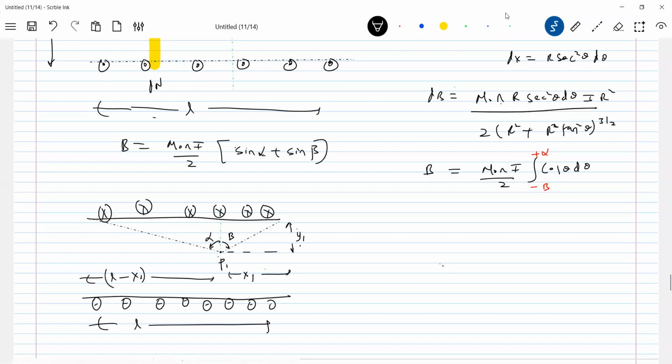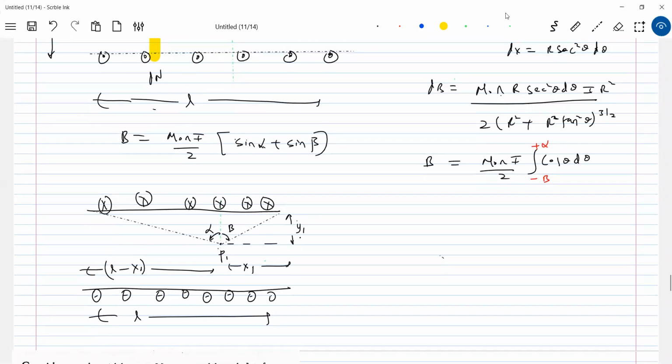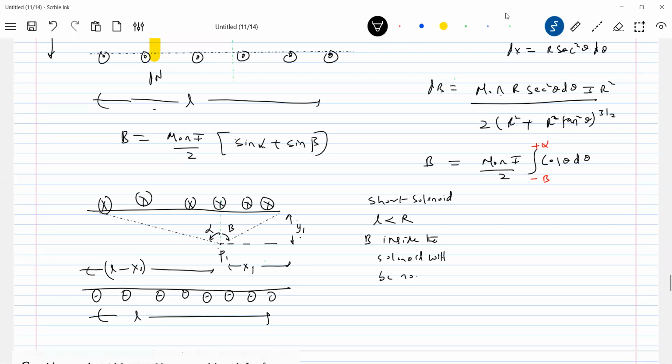As you move this point inside the solenoid, the values of alpha, beta are going to vary. So the field inside the solenoid will be non-uniform. There are two types of solenoids, short solenoid and long solenoid. Short solenoid means the length will be less than r, and the B bar inside the solenoid will be non-uniform, which we are not going to take for any application.